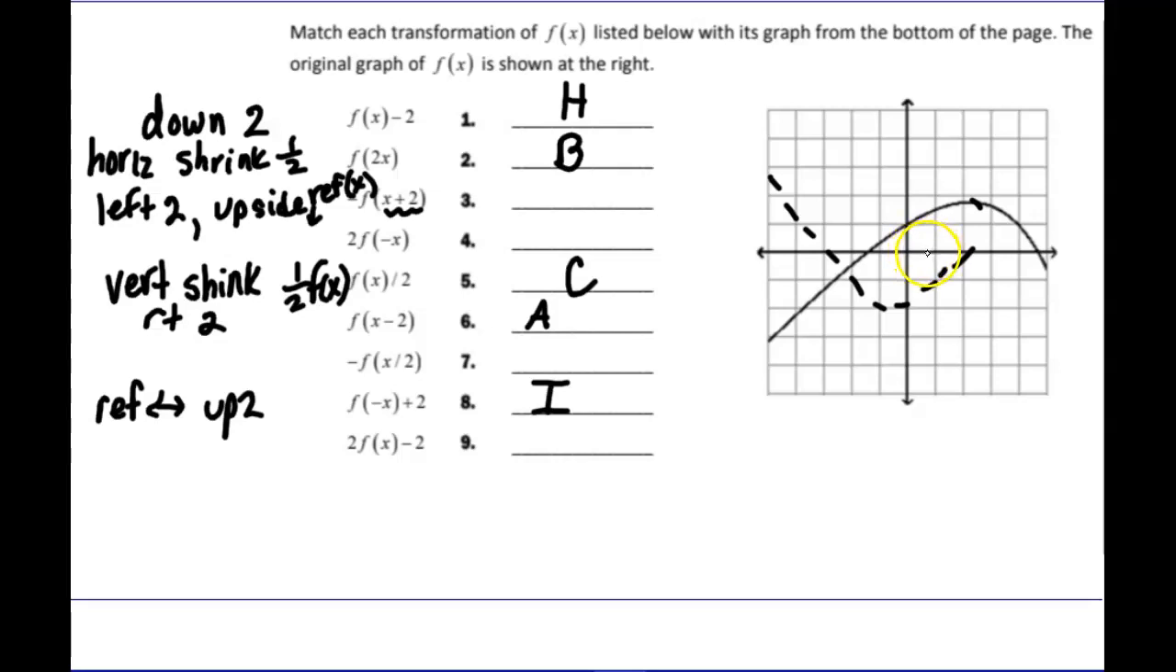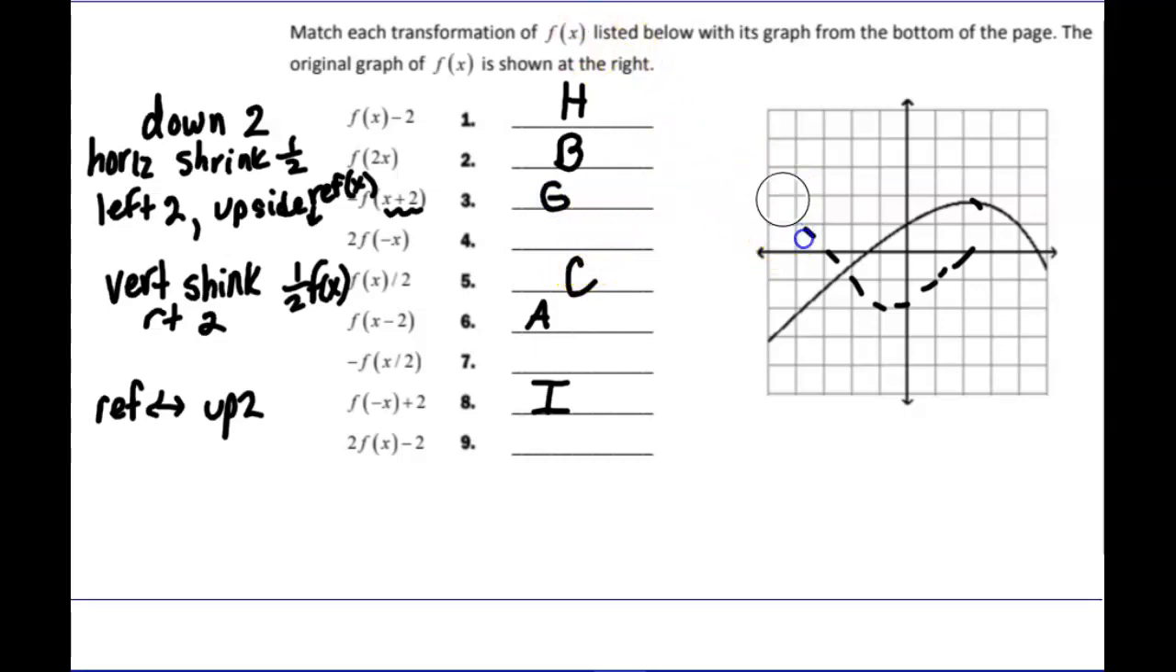G. We only have a couple choices for upside down, right? E or G, and E is not looking right. Okay. That was this one.